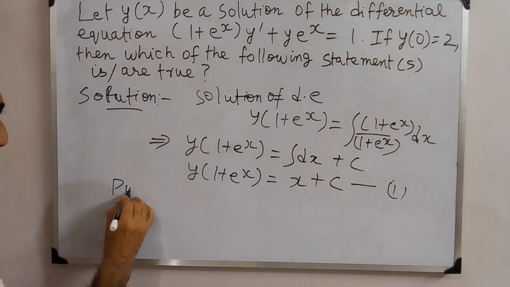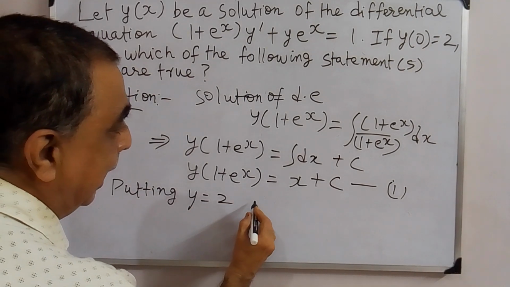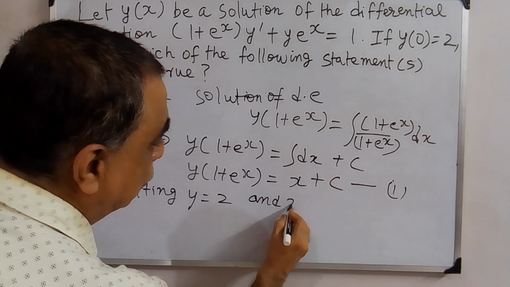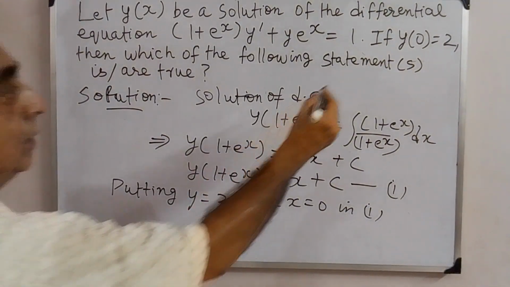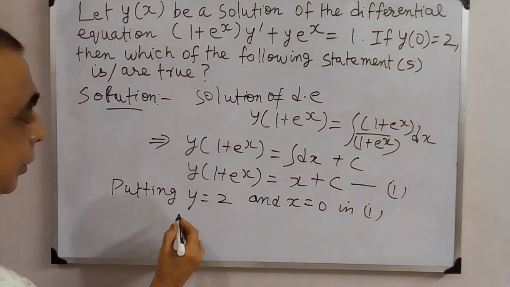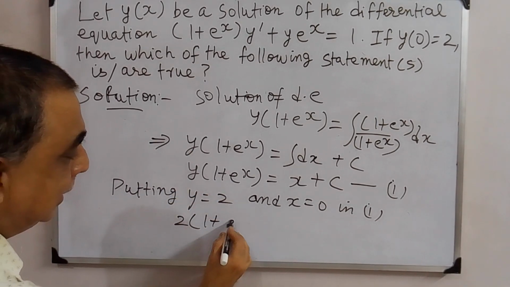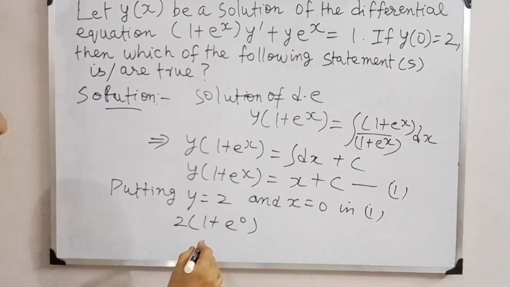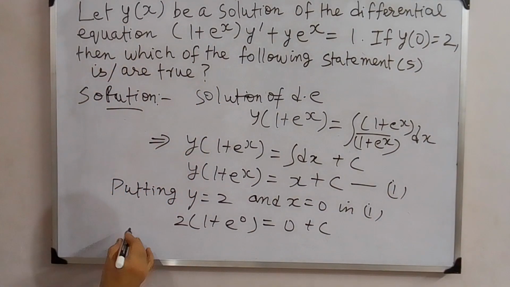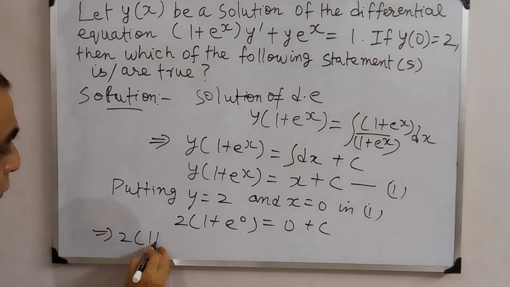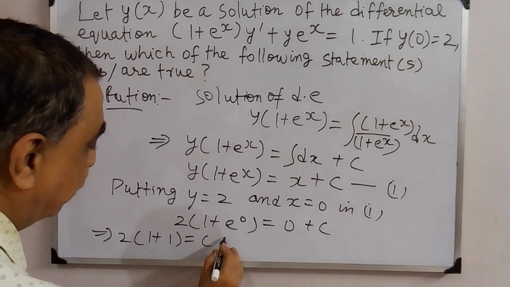So putting y equals to 2 and x equals to 0 in equation number 1. Okay, here it is given to us in the question. So here I am putting y value 2 into 1 plus e, x value is 0. 1 plus e to the power 0 is equals to x value is 0 plus c. Okay, so this becomes 2 into 1 plus e to the power 0. Any number to the power 0 is 1. So that is equals to c.